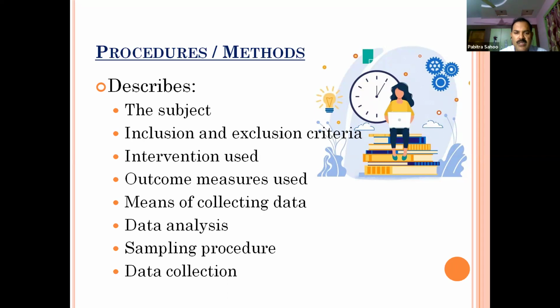Then the outcome measures you have used for conducting this research and writing this research article. Then the means of collecting data, how you have collected the data, the method of data analysis, and what sampling procedure you have adopted for calculating your sample size. These all headings are there in the methods section. So you have to touch all these headings while writing the methods section of your manuscript.